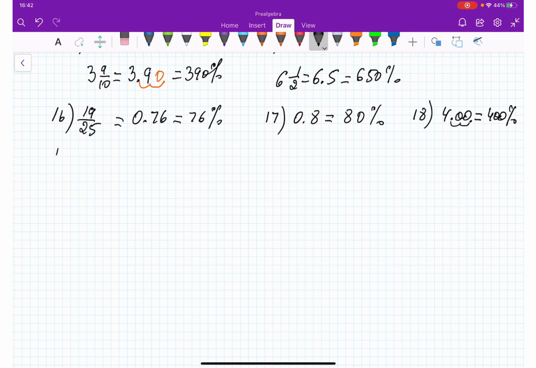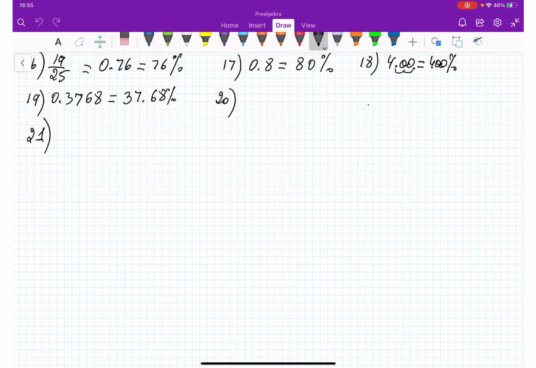Number 19. 0.3768. Okay, that's a decimal. So it's going to be 37.68%. Yes? Number 20. 2 over 7%.